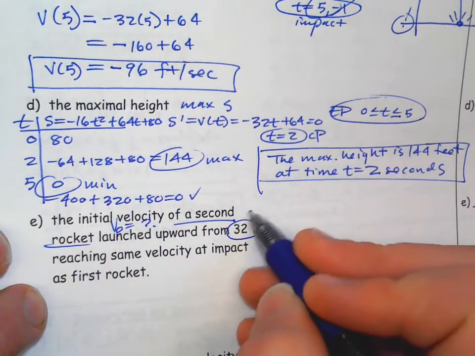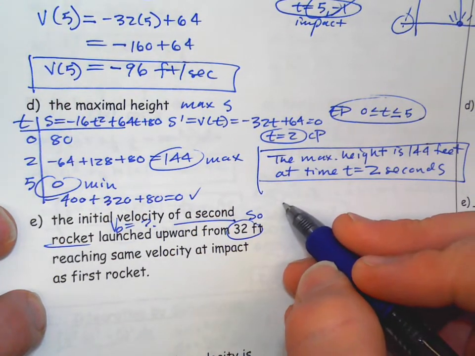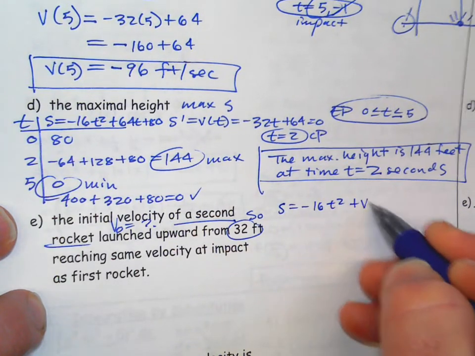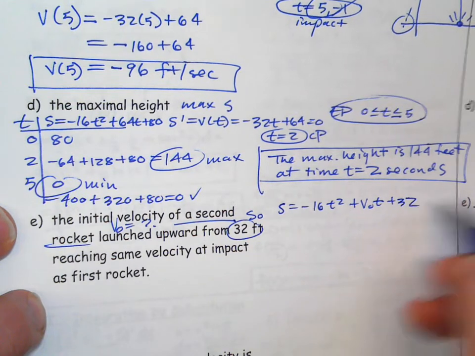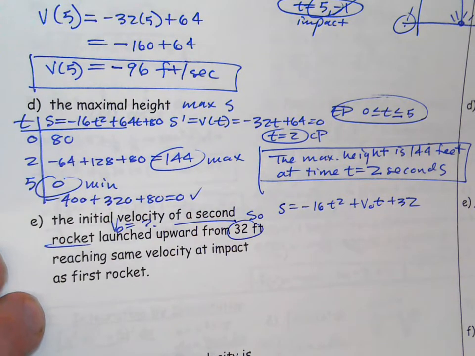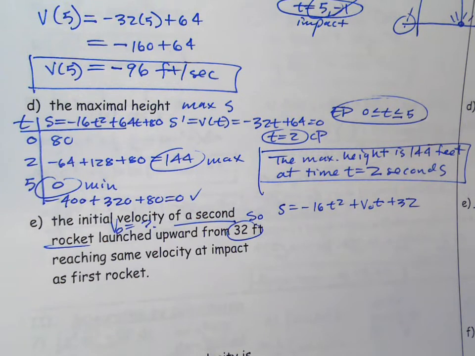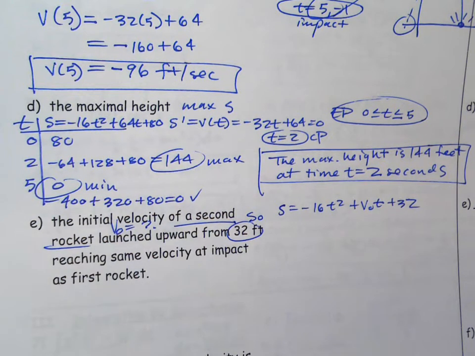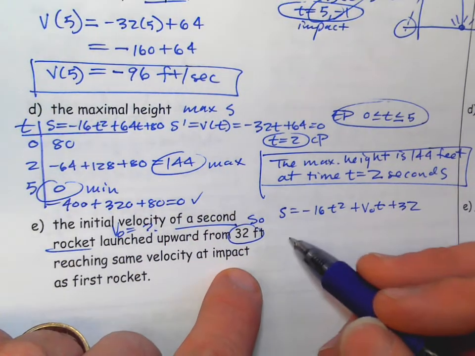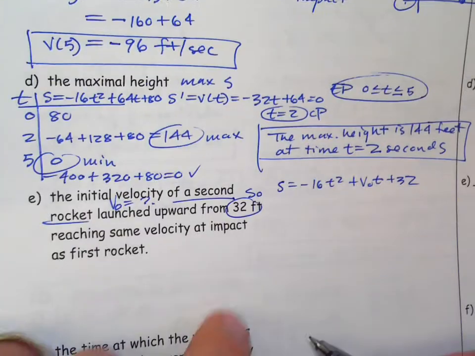We know the initial height. Our equation is S equals negative 16t squared plus v naught t plus 32. It says reaching the same velocity at impact as the first rocket. Well, I think to reach the same velocity at impact, it has to be falling for the same amount of time after 0. So it's got to have the same max height.